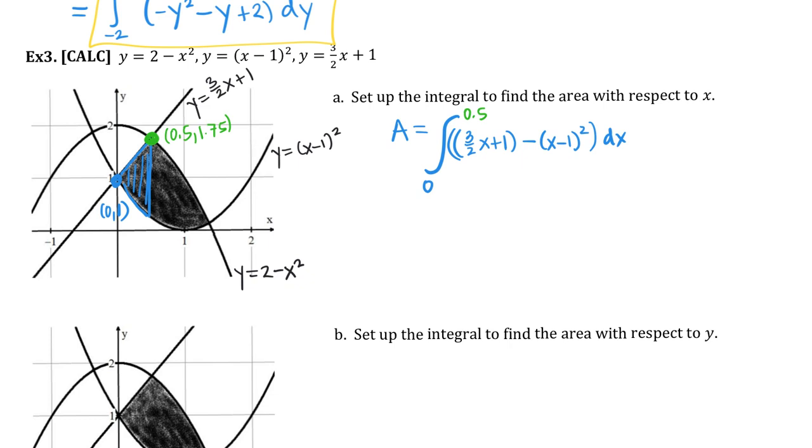Okay, but there is more area, so let's add on another piece to this little puzzle here. Plus. Okay, my next integral is going to start from x equals 0.5. At this point, now this is the upper function, which is the 2 minus x². The lower function is going to be this function, which is the (x minus 1)². Okay, and I'm still doing this with respect to x, and that's going to give me from here to here. Now the question is, where is here?